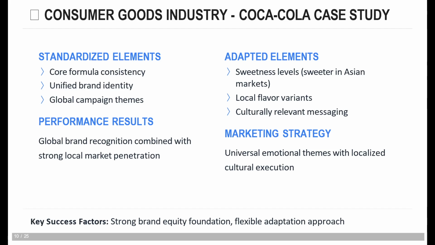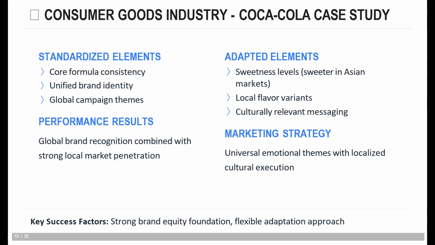We're still on slide 10. Now we will be looking at some case studies. For the first one, we have the consumer goods industry, Coca-Cola case study. Coca-Cola is a master of balancing standardization and adaptation. Standardized elements: the core formula is consistent worldwide, ensuring the same taste and quality. The brand identity, you can easily identify Coca-Cola with its logo, color scheme, and core messaging remaining unified, right? You can identify Coca-Cola whether you go to the US or any part of Asia.